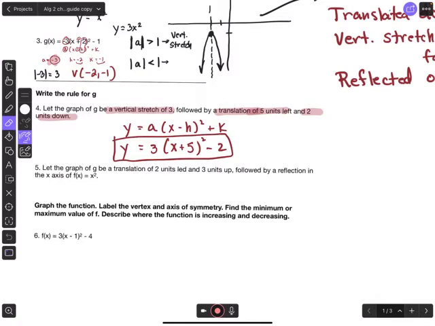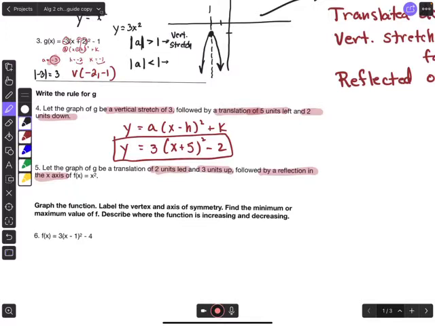Number 5, let the graph be a translation of 2 units left and 3 units up, followed by a reflection in the x-axis, so we've got to flip it over. So that means a negative a value. But it doesn't have to be stretched in this case.